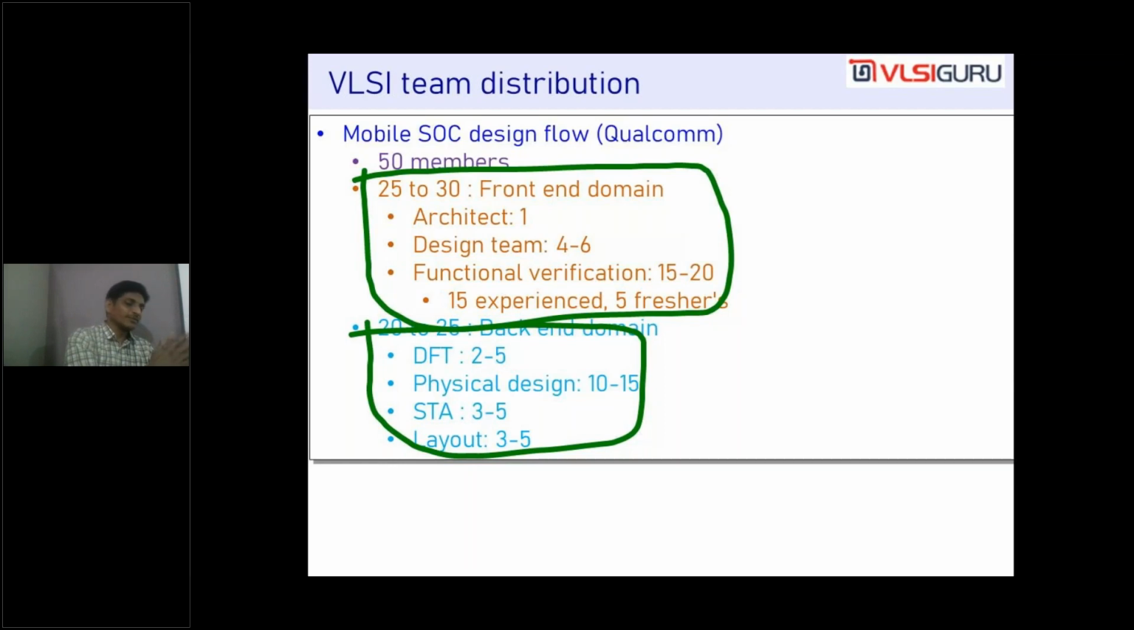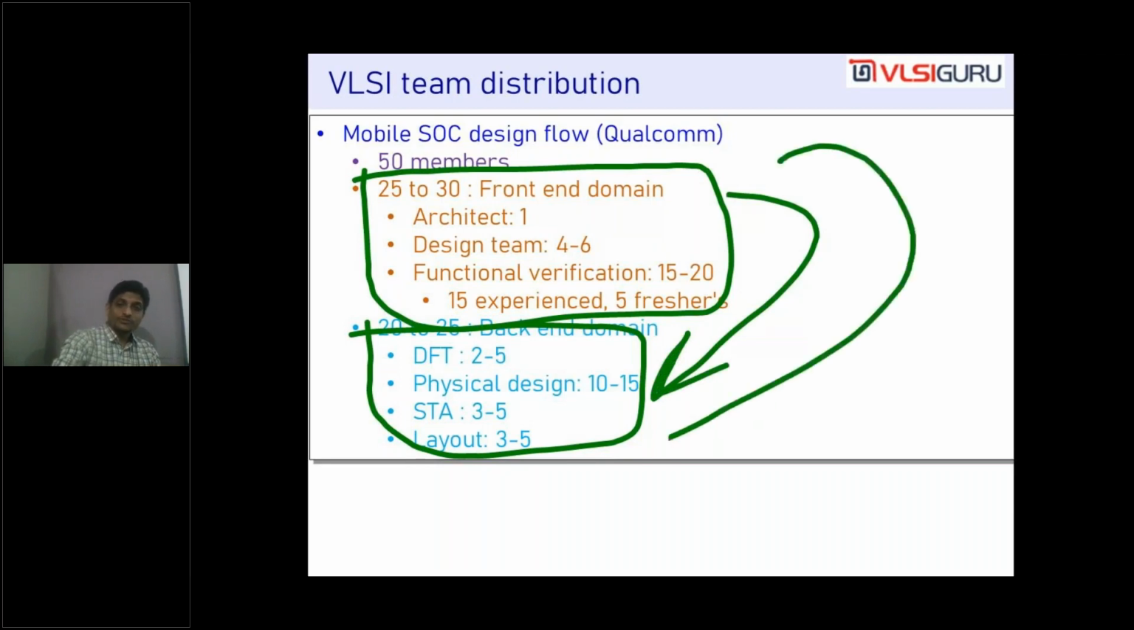And of course, there is a flexibility that we provide. After 2 months of training, you can always switch to another domain. Let's say you join the front-end domain, you don't like it after up to 2 months, you try and you are not able to pick it up. You can always switch to the backend domain, or vice versa. You can switch from backend to front end. That flexibility we will provide.